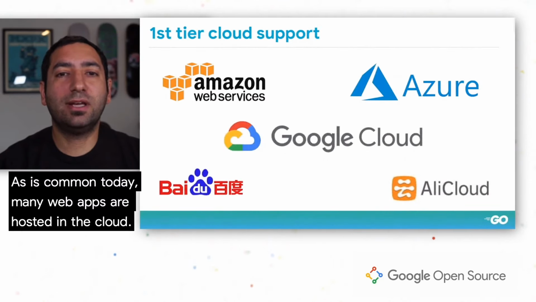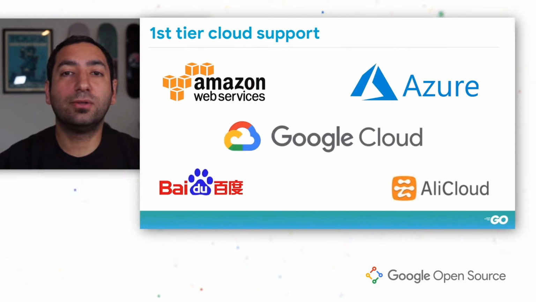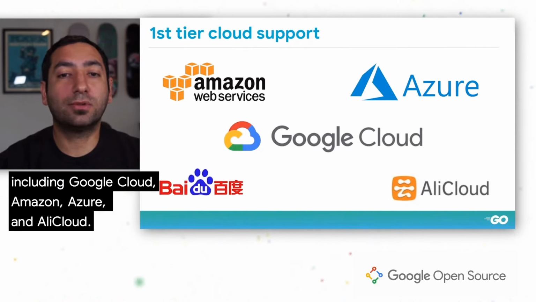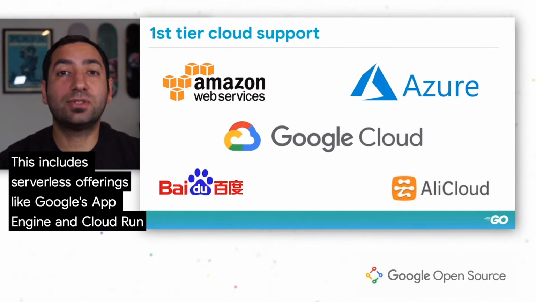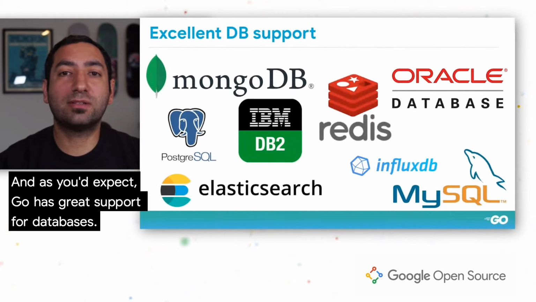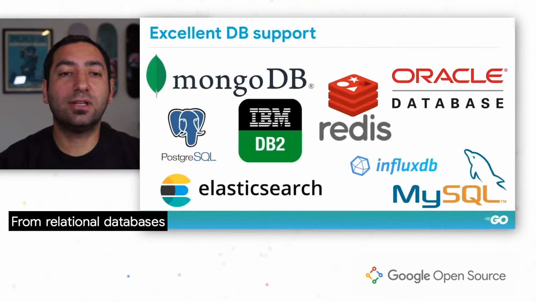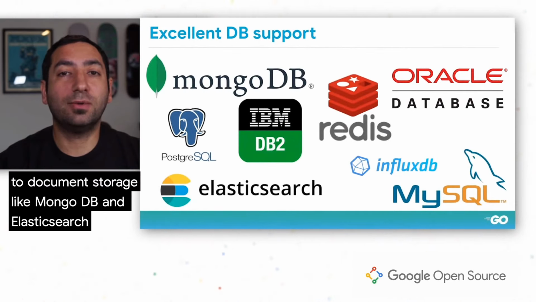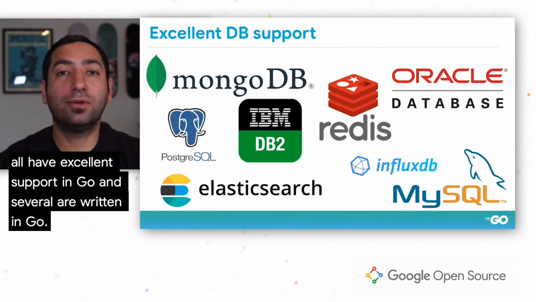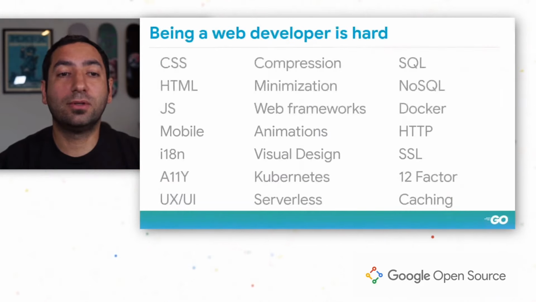As is common today, many web apps are hosted in the cloud. Go has first-tier support on all major cloud platforms, including Google Cloud, Amazon, Azure, and AliCloud. This includes serverless offerings like Google's App Engine and Cloud Run, and Amazon's Lambda. And as you would expect, Go has great support for databases, from relational databases to document storage like MongoDB and Elasticsearch, time series like InfluxDB, and memory storage like Redis. All have excellent support in Go, and several are written in Go.